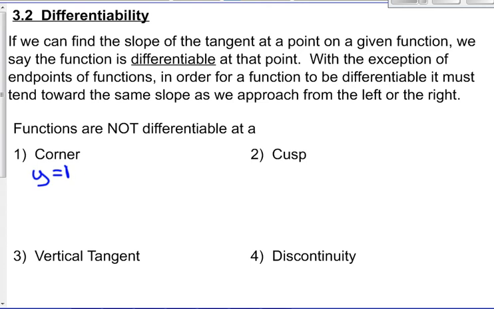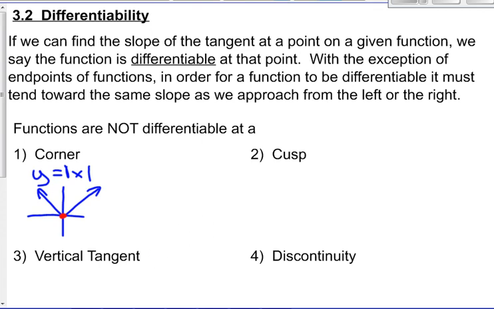The first one is a corner. So if we have y equals absolute value of x, that function looks like this. Almost everywhere on that function, you can find its slope. But the problem place is right here. From the left, the slope is -1. From the right, the slope is 1. They're not converging on anything. There's not any kind of soft landing towards that slope.